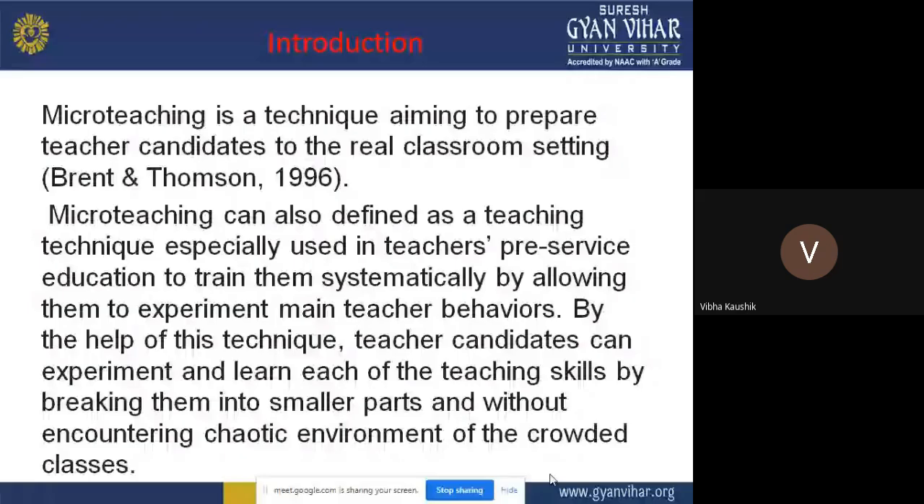Before encountering the hectic environment of crowded classes, microteaching skills will be learned by teachers who are in pre-service education, by breaking the actual classroom settings into smaller parts.